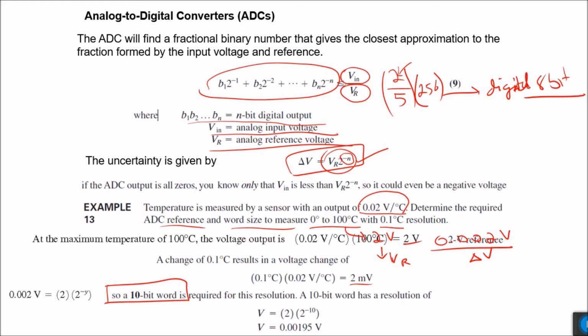And if we see what would be the new del V in that case, that would be equal to 2 into 2 raised to power minus 10, that is 0.00195, so 1.95 millivolts, that is within the required limits of 2 millivolts, or even better than that.